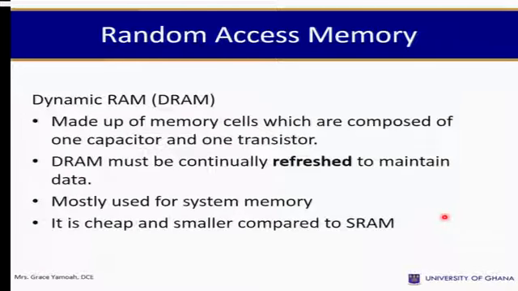Dynamic RAM, DRAM, is made up of memory cells which are composed of 1 capacitor and 1 transistor. DRAM must be continually refreshed to maintain data, and is mostly used for system memory. It is cheap and smaller compared to SRAM.